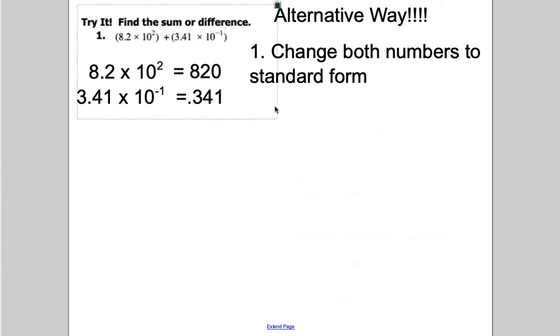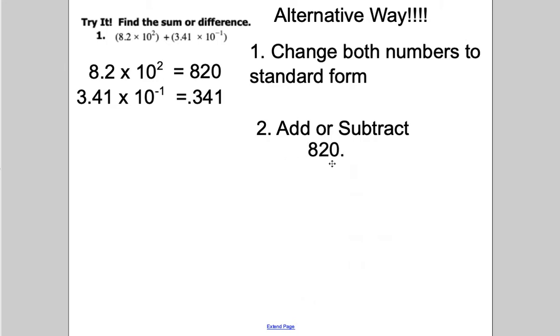And then, once you've done that part, you just add or subtract your numbers. Okay? So we're adding 820 plus 3.41. Remember to put in your zeros. There would be 3 zeros here as well. And then when you add, you get 820.341.